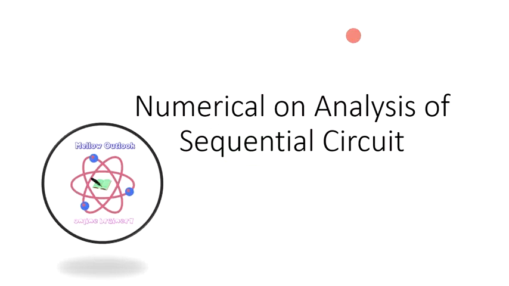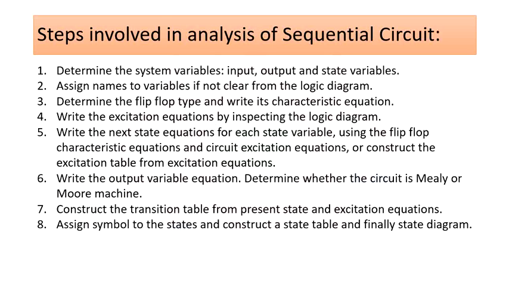Welcome to the tutorial on numerical analysis of sequential circuit. Here we need to follow some steps in order to deduce and obtain the state diagram. First would be to determine the system variables, that is the number of inputs, outputs and state variables that are involved. We need to assign names to these variables if they are not clear from the logic diagram or the circuit diagram that they have given.